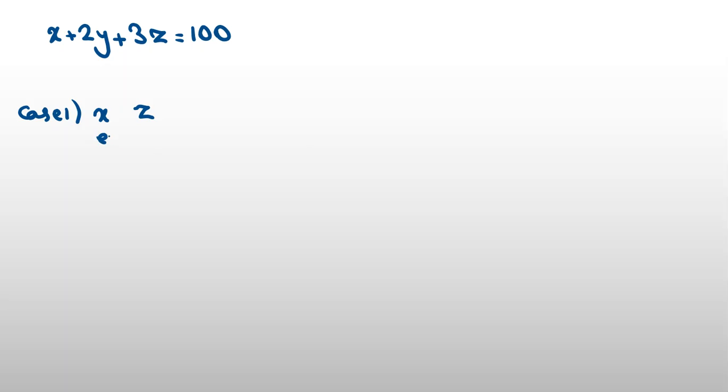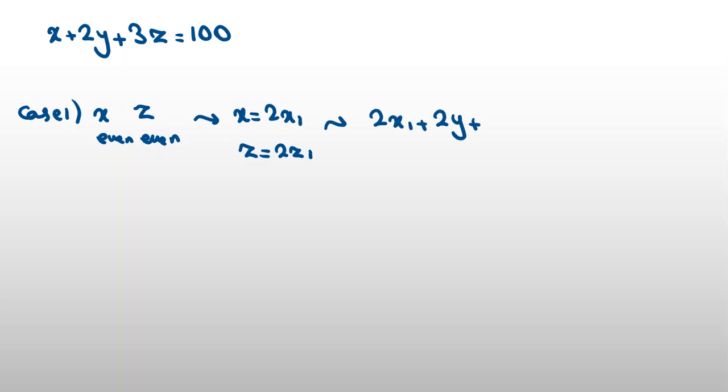So if both of them are even, x and z are even, then x equals 2x1 and z equals 2z1. Then you can replace. You can say 2x1 plus 2y plus 3 times z, which is 6z1, equals 100. And we know because x, y, z are greater than or equal to 1, so x1 and z1 also are greater than or equal to 1.